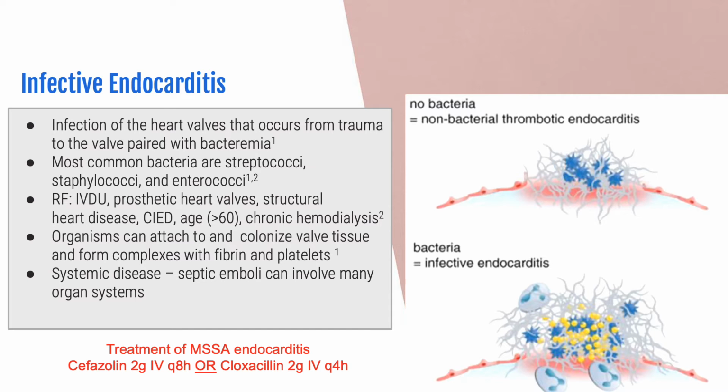In the setting of bacteremia, like with CM, organisms can attach to and colonize valve tissue as well as forming complexes with fibrin and platelets. These complexes, or vegetations, are the perfect environment for bacteria to grow and also make it difficult for antibiotics to penetrate. As a systemic disease, endocarditis can result in the dislodgement of portions of the vegetation, resulting in septic emboli which can travel to and involve many organ systems.